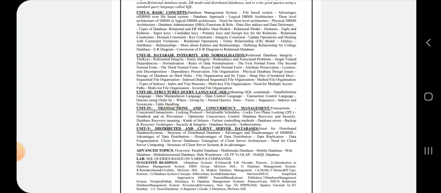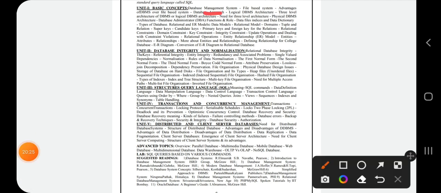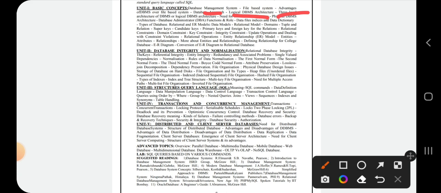And then file based system versus DBMS, which means they will ask you to compare the file based system and DBMS systems. One of the important questions is your database approach, the logical database approach or 3-level architecture, or else ANSI SPARC architecture. There you need to explain these 3 levels, that is external level, internal level and conceptual level. You should explain the physical database that is present in your figure. And then you should go through your database administrator functions and roles, which is very important here.